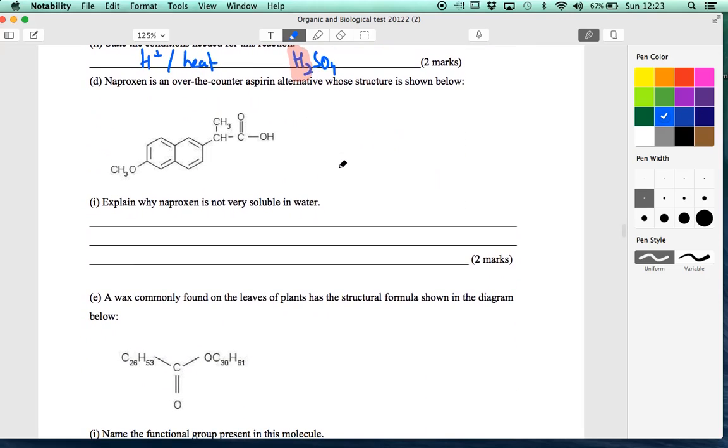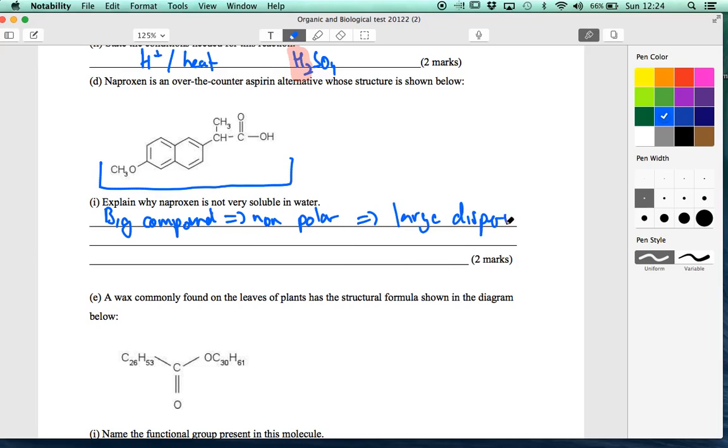All right, part D. Naproxen is an over-the-counter aspirin alternative whose structure is shown below. Explain why this is not very soluble in water. Well, let's look at it. The big thing is it's a really big compound, and it's fairly non-polar, and it has large dispersion forces. If I have a non-polar compound with large dispersion forces, it won't dissolve in water.